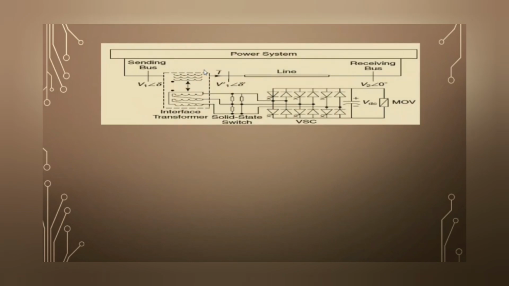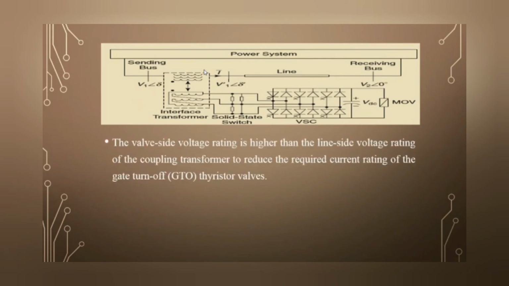This is also the controlling diagram of the TCSC if it is connected at the sending end bus. So the valve side voltage rating is higher than the line side voltage rating of the coupling transformer, to reduce the required current rating of the gate turn-off thyristor valves. Here the gate turn-off thyristor valves are used.